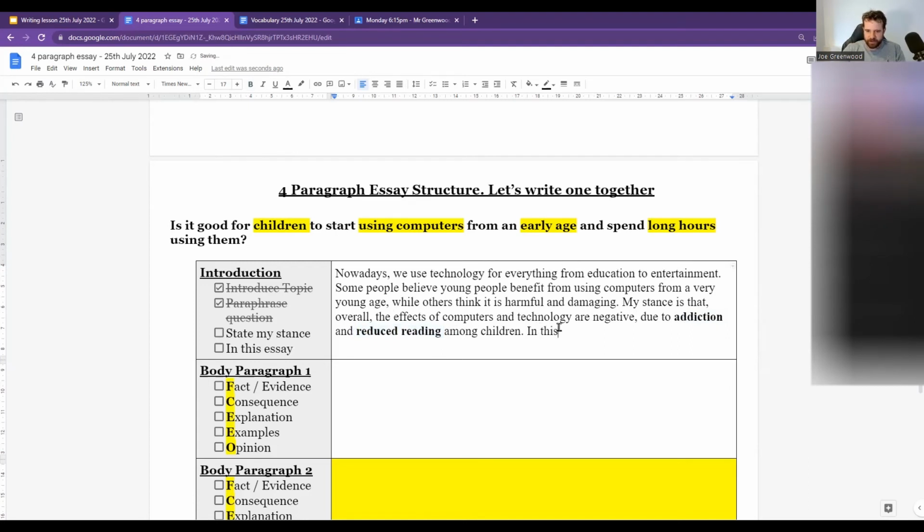In this essay, I will what? Talk about the negative things about using computers from an early age for long hours. I'll discuss the negative aspect, I'm going to reword it a little bit for you, of using computers from an early age. That's great. And this is really good because our last sentence shows that we're really answering the question, because it says using computers from an early age. And we wrote here using computers from an early age.